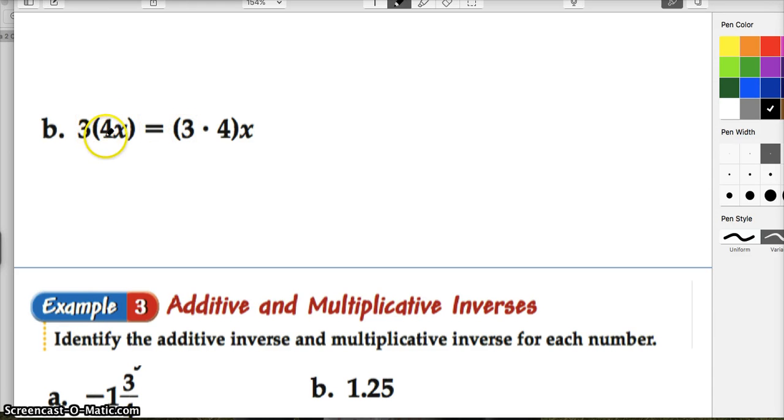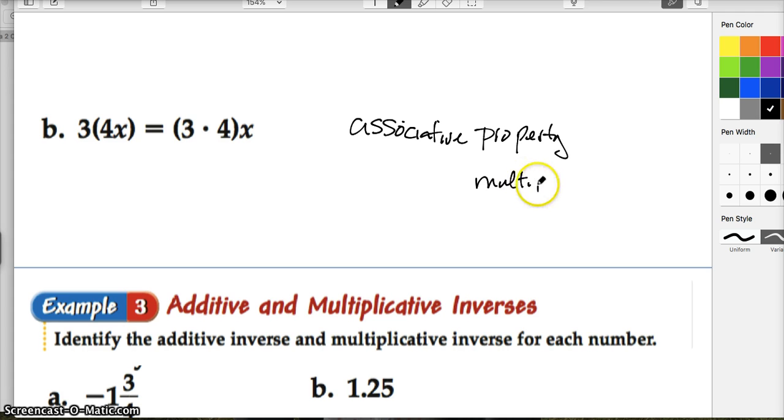Here we've got obviously a property of multiplication, and we need to take a look. Well, what's going on with the parentheses? Here 4 and X are being associated, and here 3 and 4 are being associated. So we're changing the association. So this is the associative property, right, of multiplication. And that's all we're doing in that particular example.